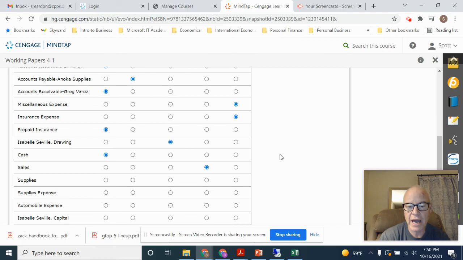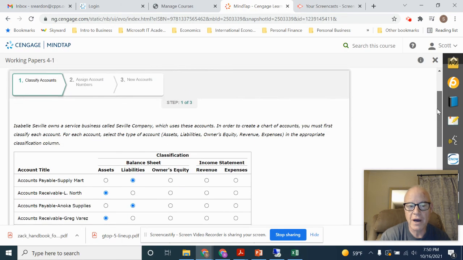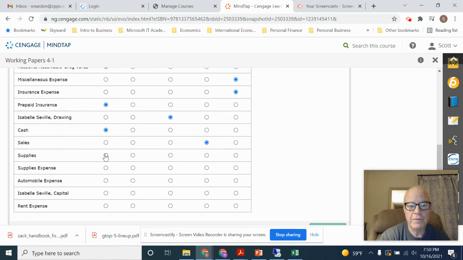And then we have supplies. Now, let's not confuse supplies with supplies expense. I'm running out of room here on top. So I'm going to say supplies is an asset, supplies we haven't used yet. And supplies expense is going to be over here as an expense item.